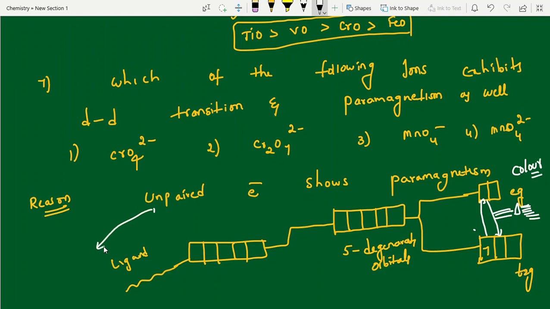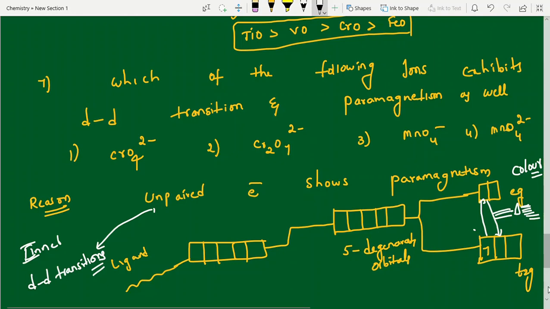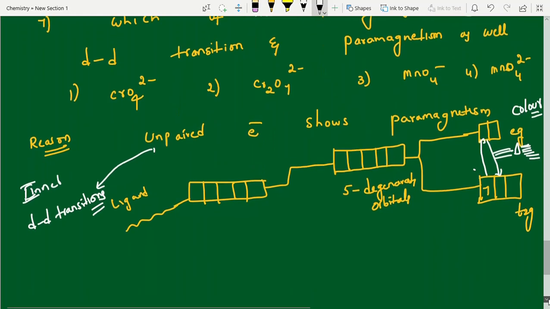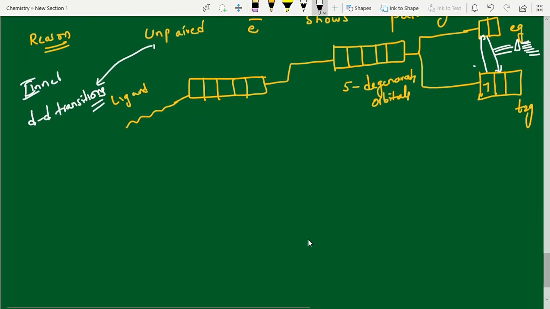And the second point, d-d transition. See, so d-d transition and paramagnetism both are there, so it can definitely exhibit color. Clear? But now among the four options, in which case are we getting unpaired electrons, we have to calculate. That is your answer. After the explanation, I will give the charge transfer also. This is one of the common questions.